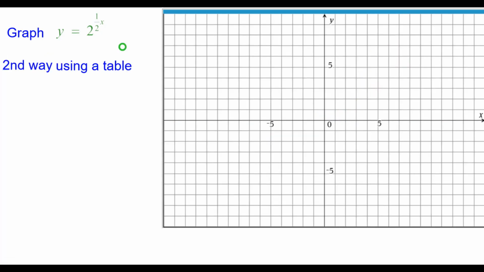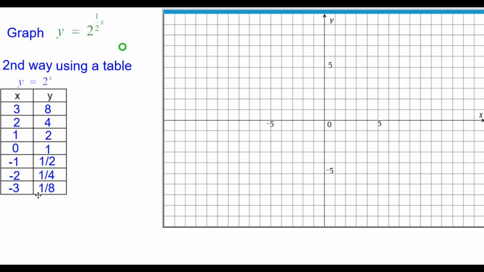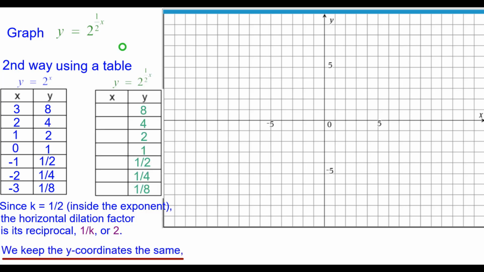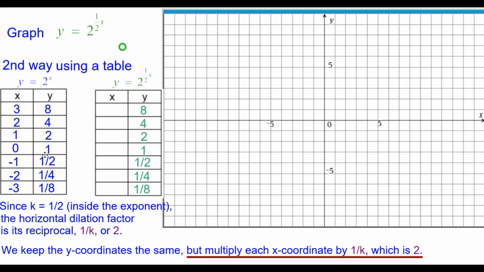Second way is using a table. This is our traditional y equals 2 to the x table. Since k is equal to 1/2, that coefficient of x inside the exponent, the horizontal dilation factor is the reciprocal of 1/2, which is 2. So we keep the y coordinates the same, and we multiply each x coordinate by 2. So 3 times 2 is 6. We'll plot 6, 8. 2 times 2 is 4, 4, 4.